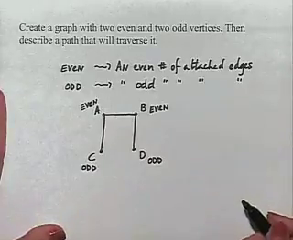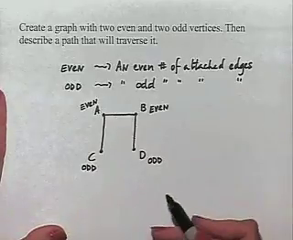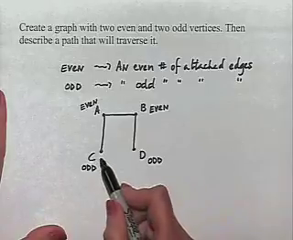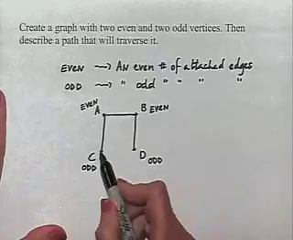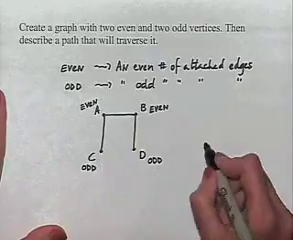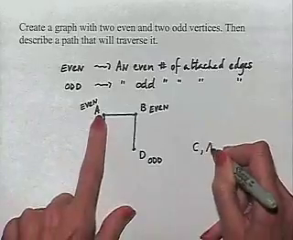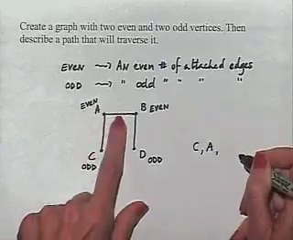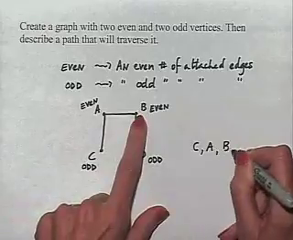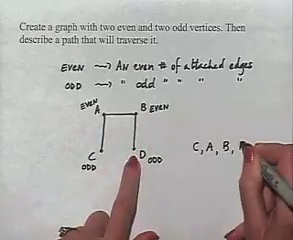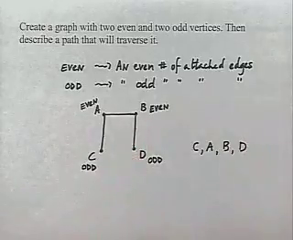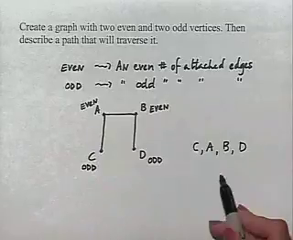When we're asked to describe a path that will traverse it, we just mean if we start at some point, can we go across all edges and hit all vertices? If I start at C, for instance, I can go from C up to A, and I'll separate this with commas, and then I can go from A to B, and then I can go from B to D, and I will have traversed the graph by doing this particular path.